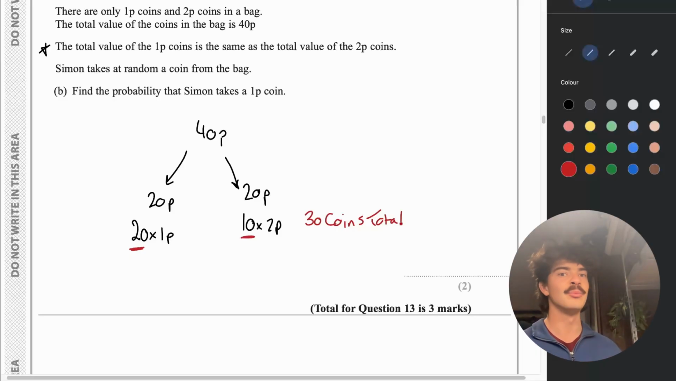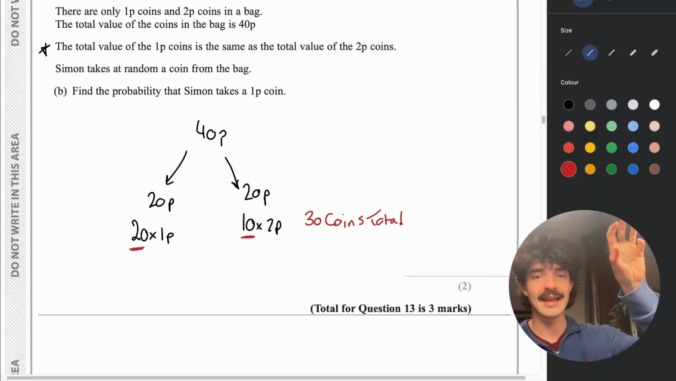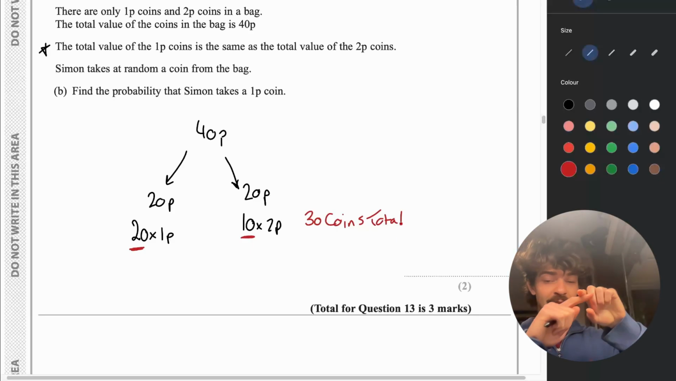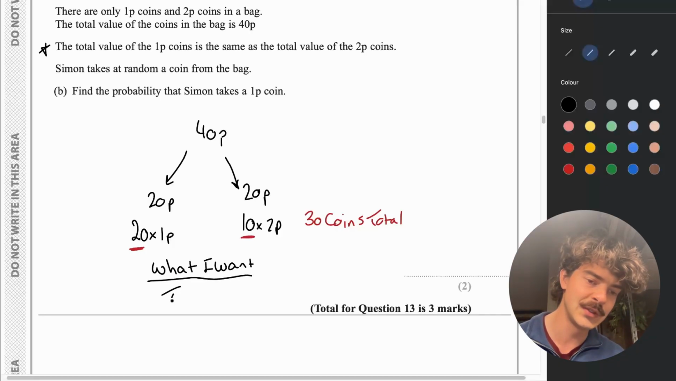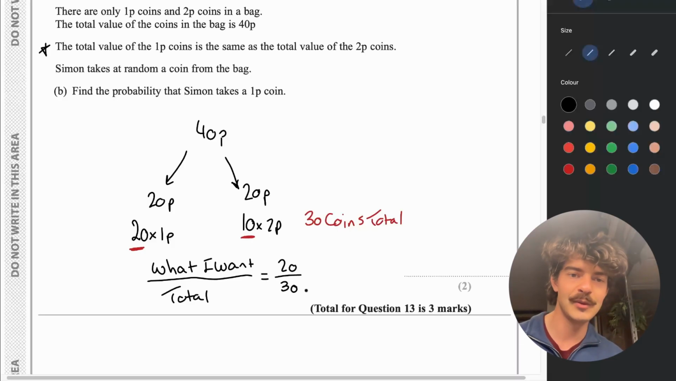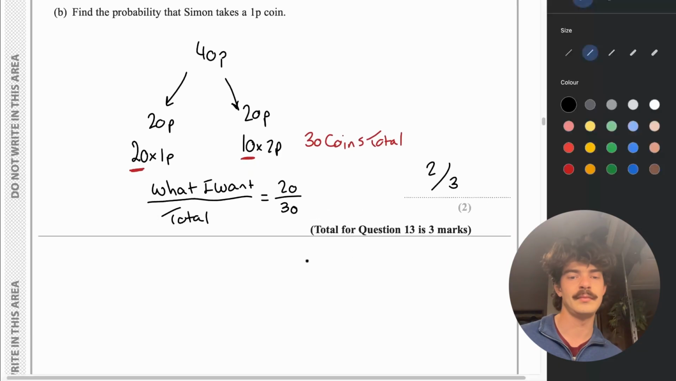And then how do we get a probability? Well, the way that we get a probability as a fraction is to go, how much of the thing is there that I want, divided by the total amount that are there. So from here we can say what I want over the total, and that's going to end up being 20 over 30, which simplified, looking very quickly at these, you can divide both by 10, leaving us with 2/3. Nice.